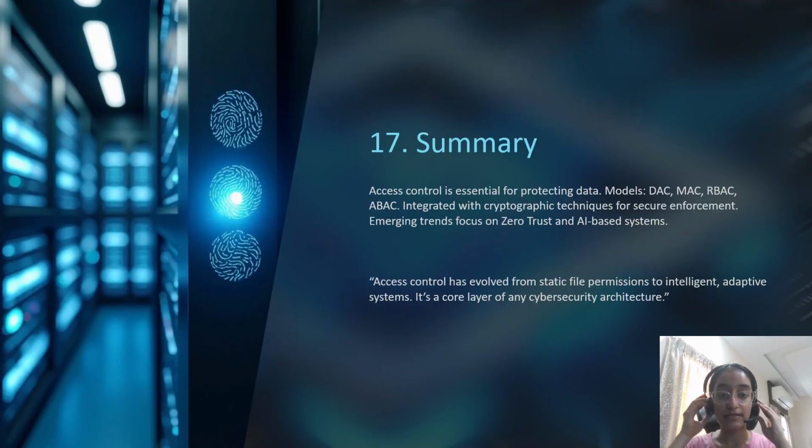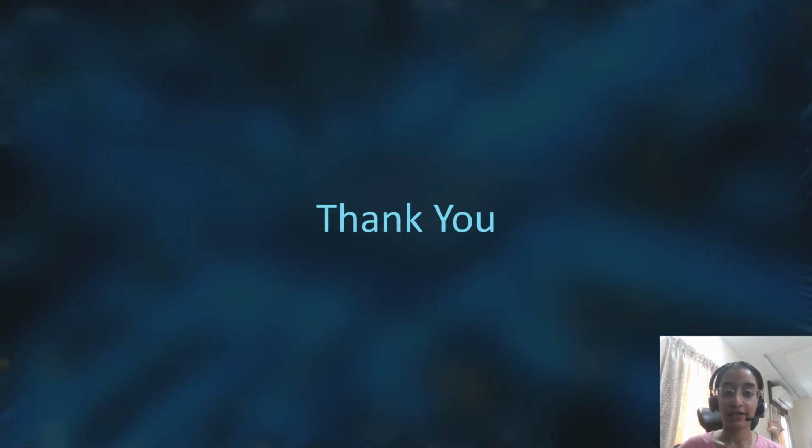Now, to summarize, access control in network security, we've seen how it protects data confidentiality, integrity and availability using models like DAC, MAC, RBAC, and ABAC. With the integration of cryptographic techniques, systems have become stronger and more trustworthy. As technology evolves, access control is also becoming smarter with AI, zero trust models, and blockchain. It's truly one of the most critical defenses in cybersecurity today. And that's the end of my presentation.